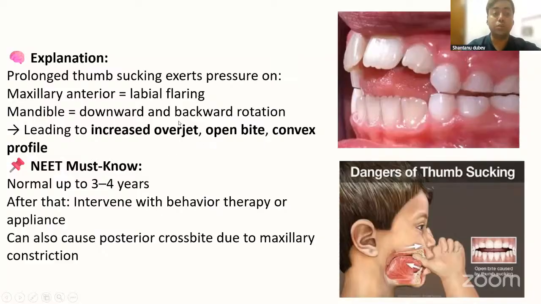So what would it lead to? Of course, increased overjet and anterior open bite. And since there's outward pressure on the maxilla, the mandible is pressured in the backward direction because he has to put the thumb between the two, and hence a convex profile develops. That was the given option, so you'll have to pick that. It is normal up to 3 to 4 years, then you have to intervene. There are a lot of ways to intervene. And of course, I've already discussed that it can also cause posterior crossbite and a deep palate. And yeah, that's it.